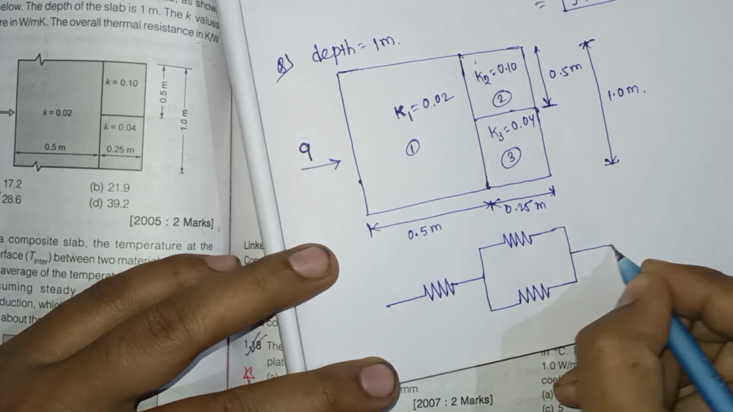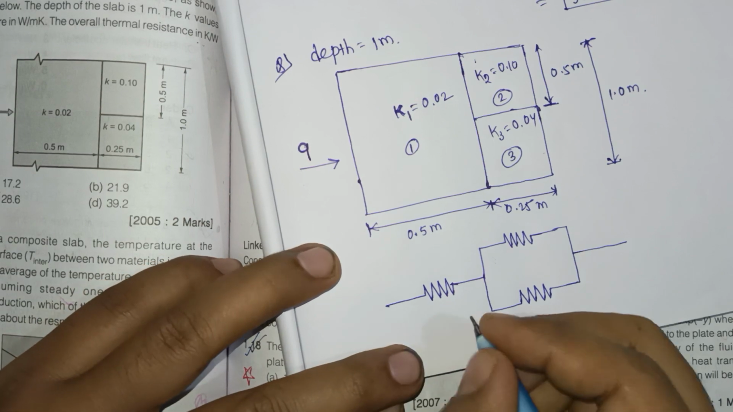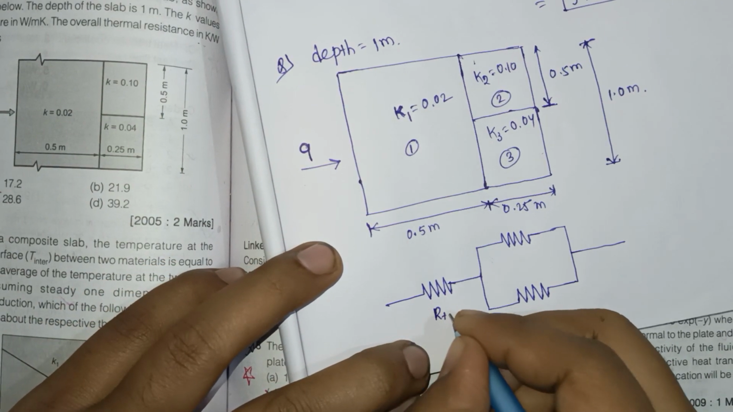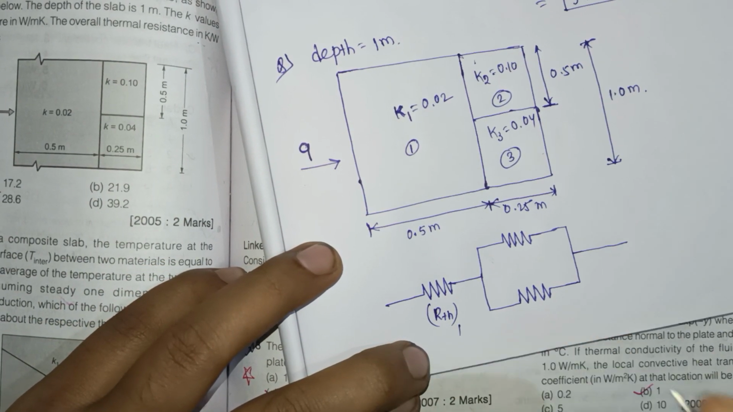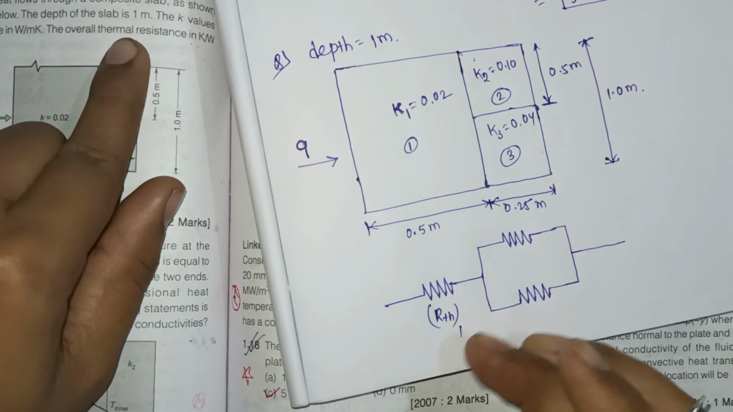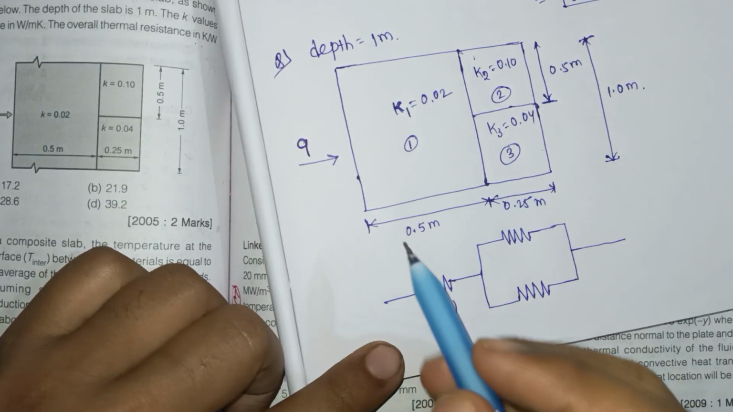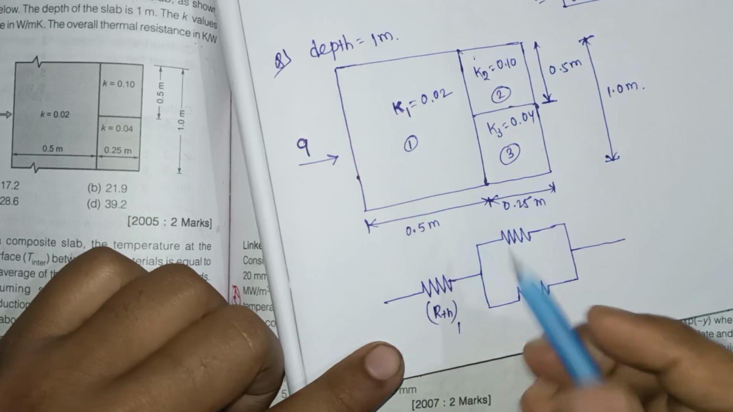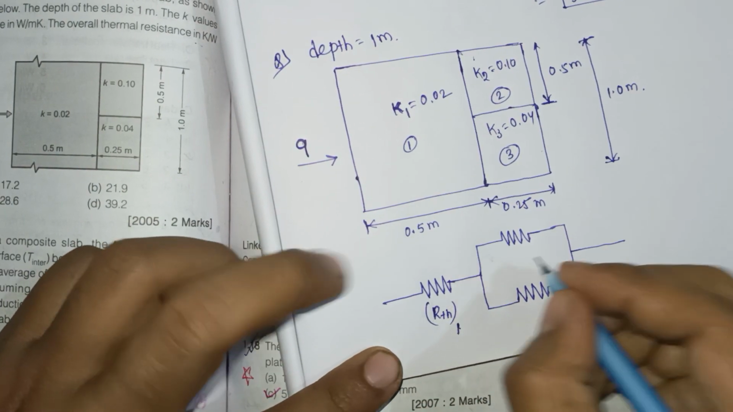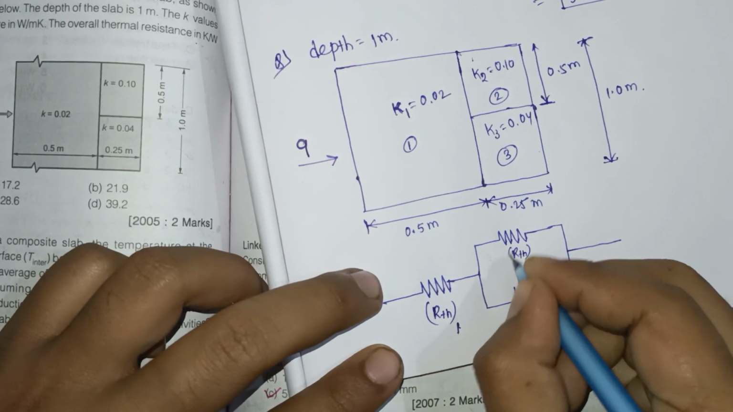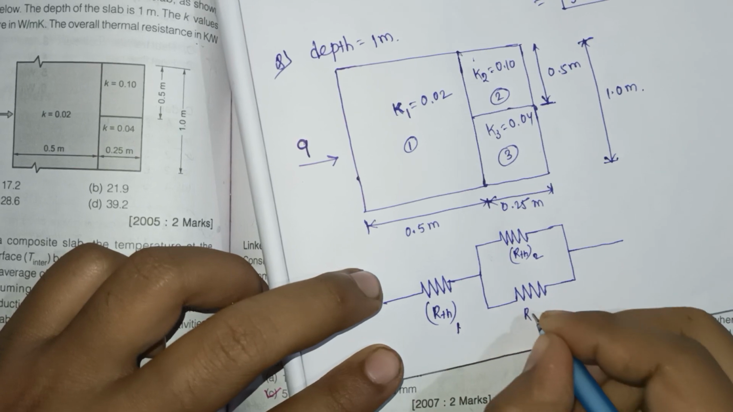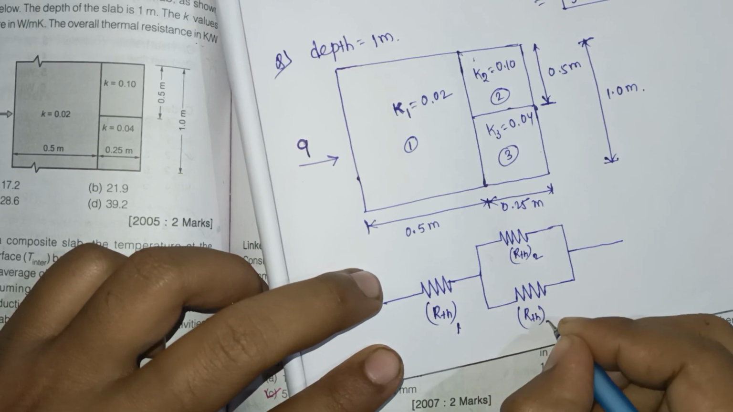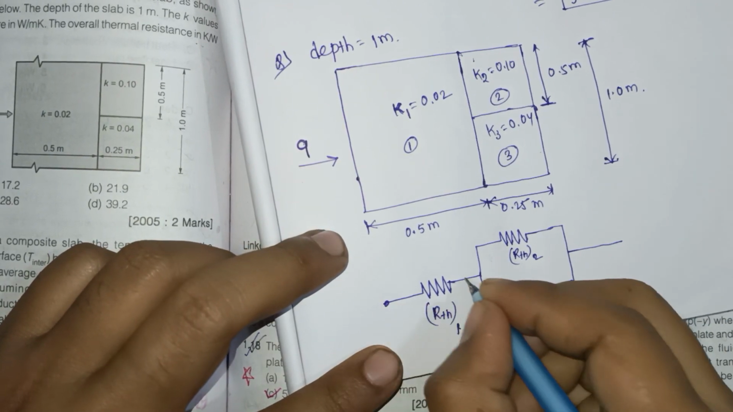This will be the electric circuit diagram. Suppose this is RTH1, that means thermal resistance for slab 1. This is thermal resistance for slab 2, thermal resistance for slab 3.